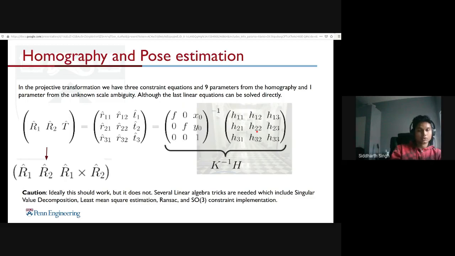So in this case, we can use a bunch of algebra techniques. Some people are still doing research on this to make it more and more accurate. But some of the most common ones being used right now include singular value decomposition, least mean square estimations, RANSAC, and SO3 constraint implementation. Can anyone tell me what is the SO3 constraint that we are talking about here? It's on the slide actually.